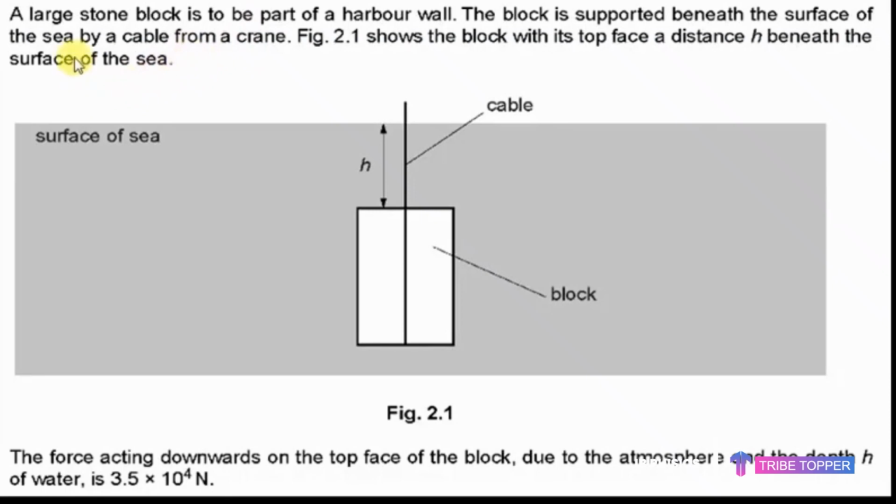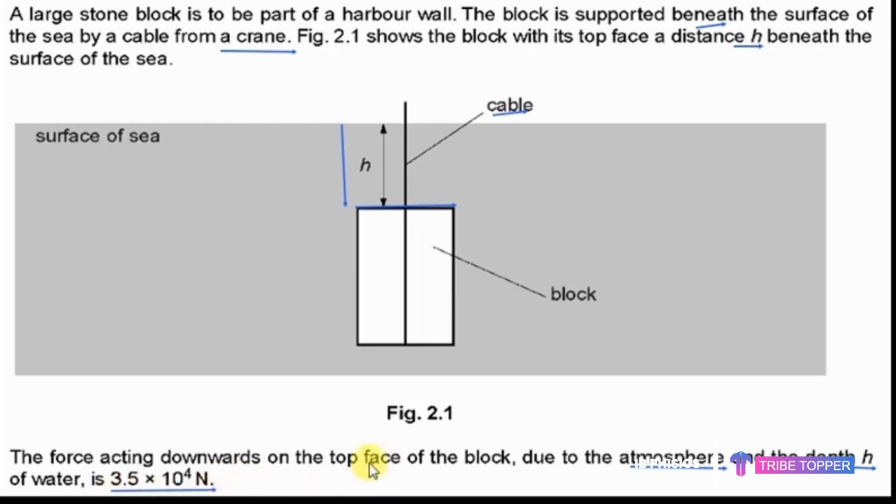So a question reads, a large stone block is to be part of a harbour wall and the block is supported beneath the surface of the sea by a cable from a crane, and the cable is shown here. So this shows the block with its top surface at a distance h. So this height is h below the water level or the surface of the sea, and the force acting downwards on the top face of the block due to the atmosphere and the depth h of water is 3.5 into 10 to the power 4 Newton.